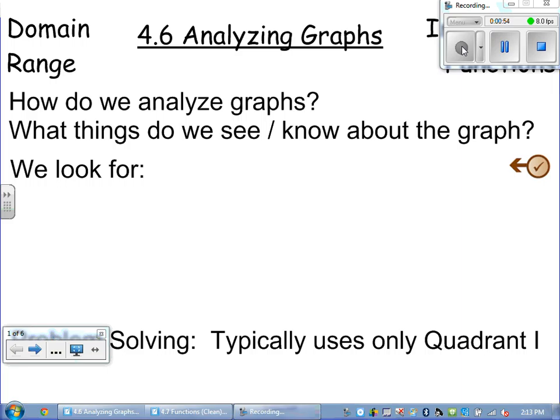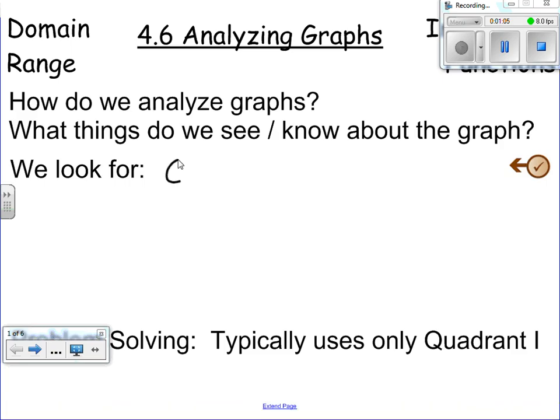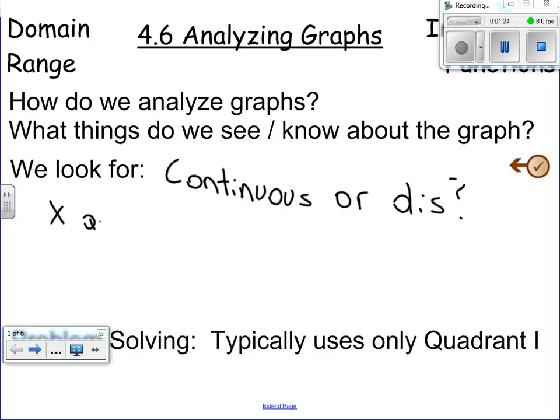Now we're going to analyze these graphs. So, when we are given a graph, what kind of things do we look for? Continuous or discrete? What else can we look for? Anything else that's major that you can look for? There's a couple more things. The scale, yeah, so you should be able to tell me what the scale is. So is it going up by ones or twos or 20s or thousands? What else, Josh?